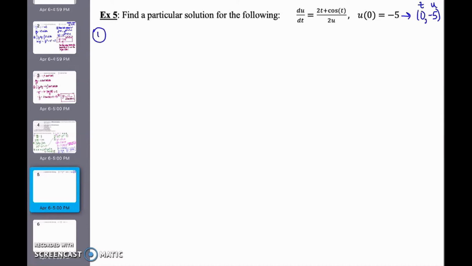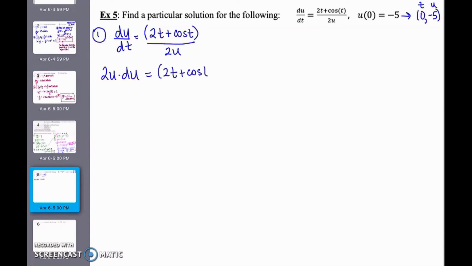All right, step 1, I'm going to separate. So I start with du dt is equal to 2t plus cos t, and that's all upstairs, divided by 2u. So this one's pretty easy to separate, right? We're going to multiply both sides by that 2u to get that out of the denominator. So we're going to have 2u du on the left is equal to 2t plus cos t times dt on the right. Okay, step 1 is done. Step 2 is going to be to integrate both sides. So integrate 2u du and integrate 2t plus cos t dt.